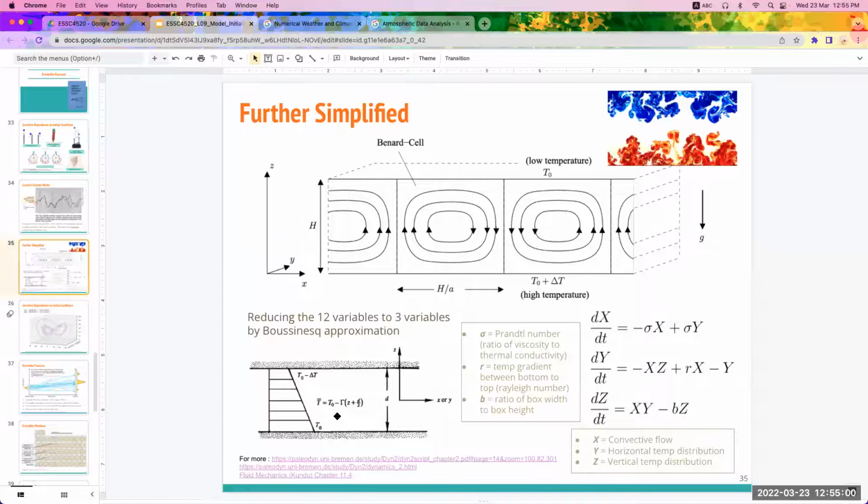So this, I didn't talk about this graph. This is showing you the temperature gradient from the bottom to the top.